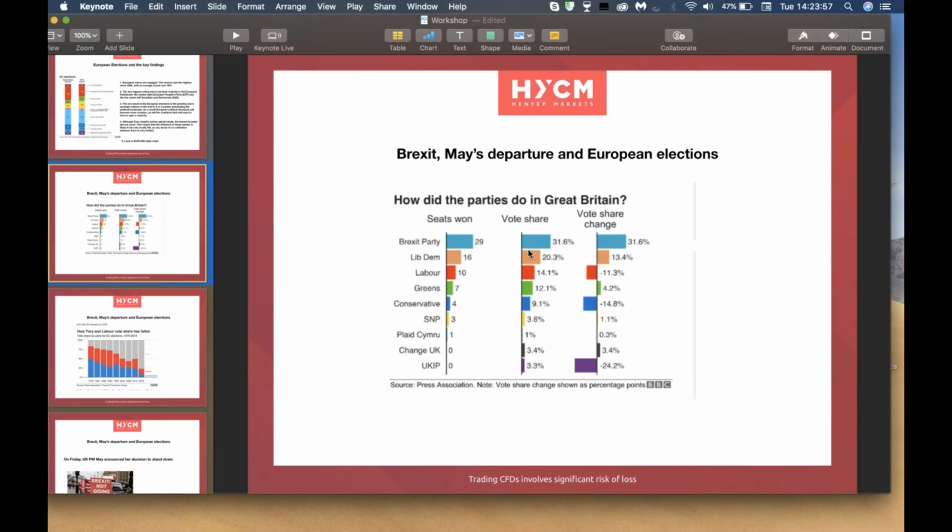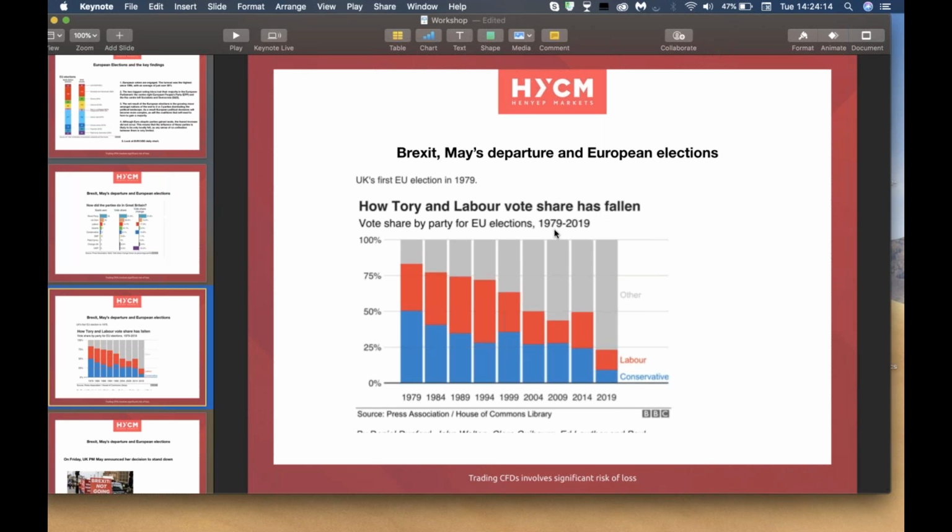You can see again here the Labour and the Conservative parties falling down. You can see the Green Party, the Liberal Dem Party and the Brexit Party taking more of a vote share. So you can see this changing political landscape here in the UK. And this just shows how the Tory and Labour vote share has fallen.